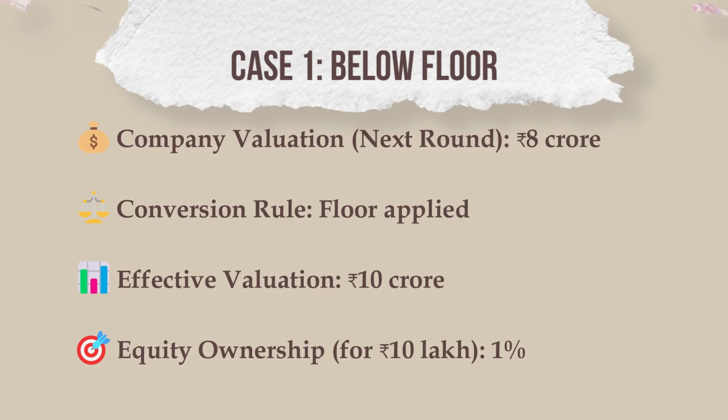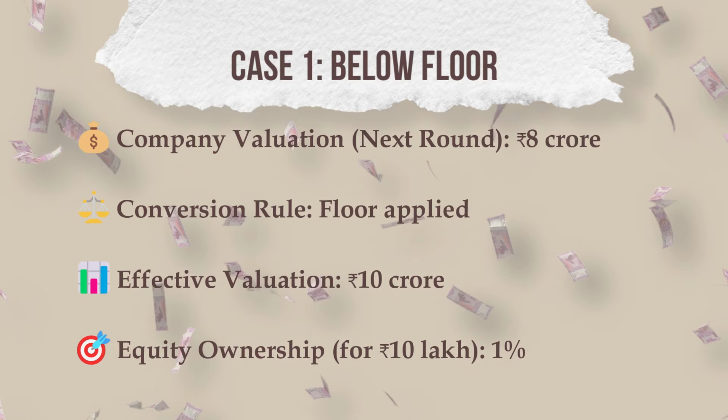How this works is this is time defined. What the startup will tell the investor is that if, let's say, we are not able to raise the next round at a valuation higher than 20 crores, or we are not able to raise capital at all in the next fixed amount of months, then that investment gets converted at the floor valuation, which means the investor will get 1% equity at 10 crore. These are just numbered assumptions. It will be different based on different types of instruments and cases.